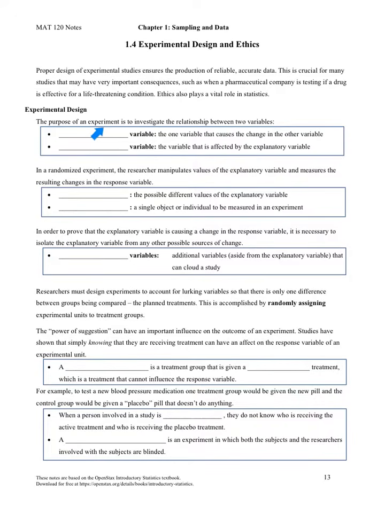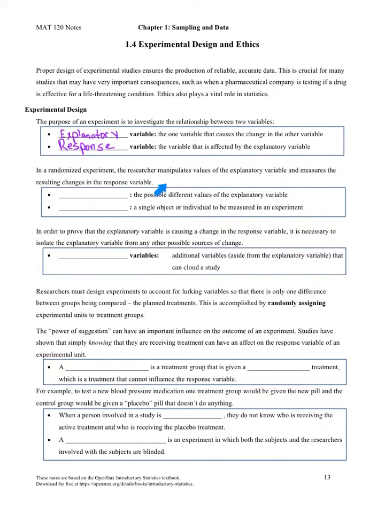The purpose of an experiment is to investigate the relationship between two variables. Two important variables we'll be discussing in this section are the explanatory variable, and that's the variable that causes the change in the other variable. Our other variable is called the response variable, and that's the variable that is affected by the explanatory variable.